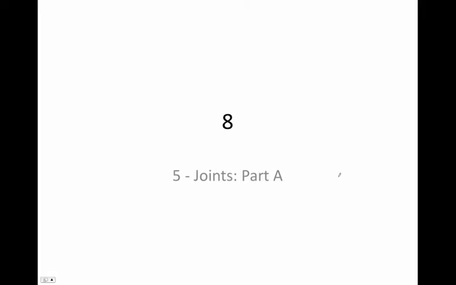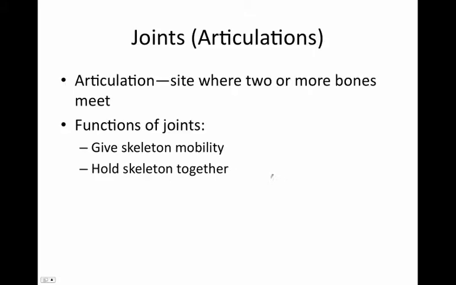Okay, today we're going to take a look at Chapter 8, and it's our fifth lecture on joints. This is part A of a two-part presentation. We also refer to joints as articulations. So an articulation is a site where two or more bones meet. And the functions of joints are to give the skeleton mobility as well as holding the skeleton together.